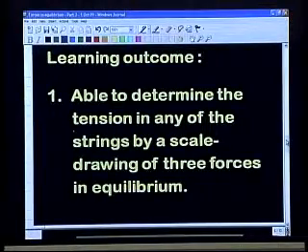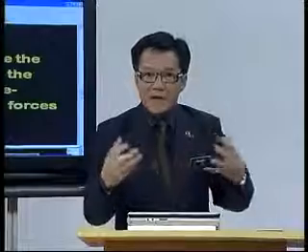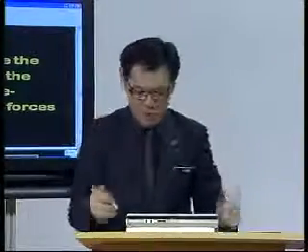Once again, as you look at the aim of our lesson, the objective, you are now able to draw a diagram to scale for 3 forces in equilibrium. And from the diagram, you are able to determine the value of the tension in one of the strings. Since you can do that, I'm very happy that you have fulfilled the objective.